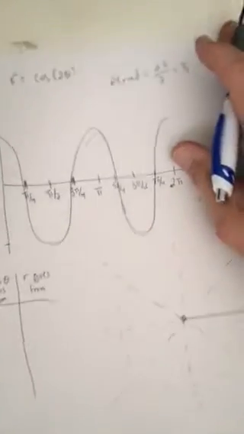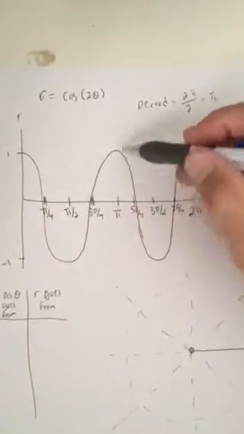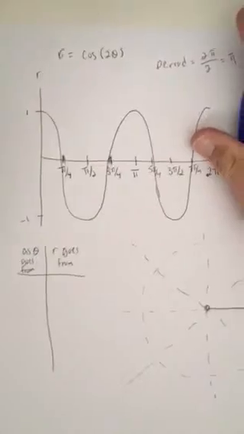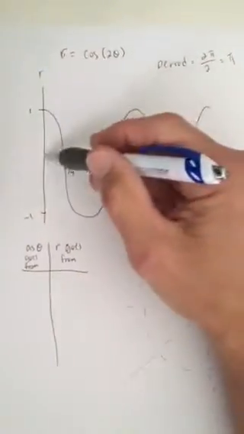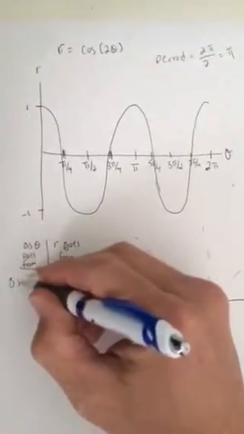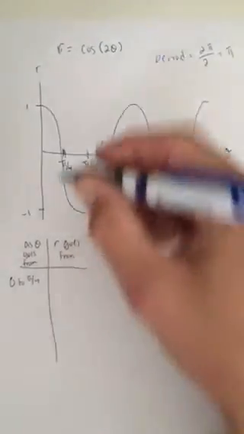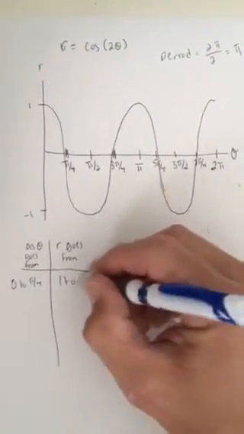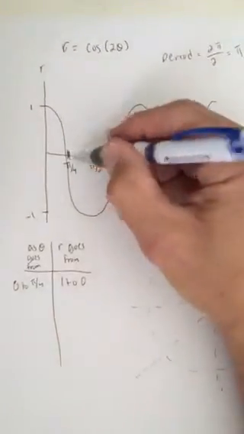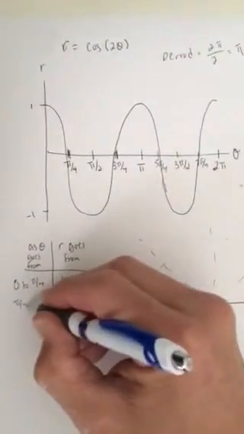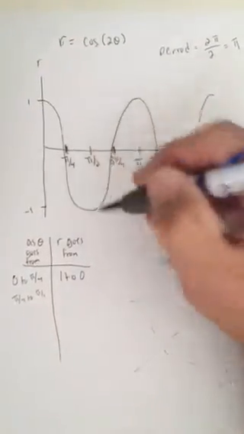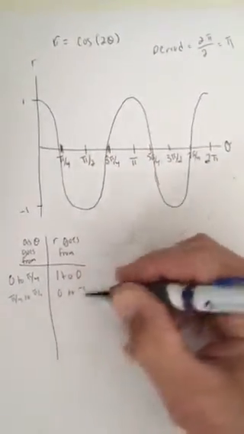So if we go from 0 to 2 pi, one period's done in pi, so we have 2 periods in 2 pi. Awesome. Now, as theta goes from 0 to pi over 4, note that r goes from 1 to 0, okay? As we go from pi over 4 to pi over 2, we go from a radius of 0 to -1.